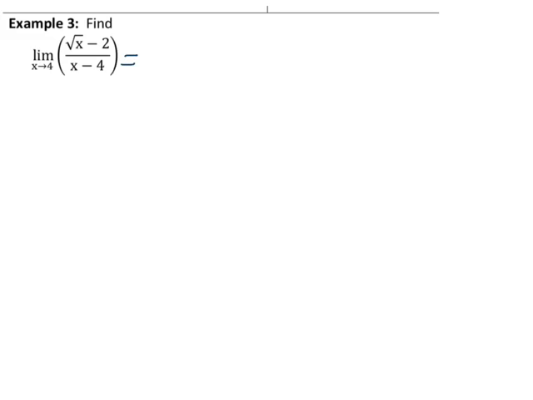In this case, we would have square root of 4 minus 2 over 4 minus 4. Now, let's see here. Well, we end up getting square root of 4 being 2, 2 minus 2, which is 0, and then in the denominator, 0. So we're not quite sure what's going on here because we have 0 divided by 0. So we're going to have to use some algebra. We can't substitute in this case.